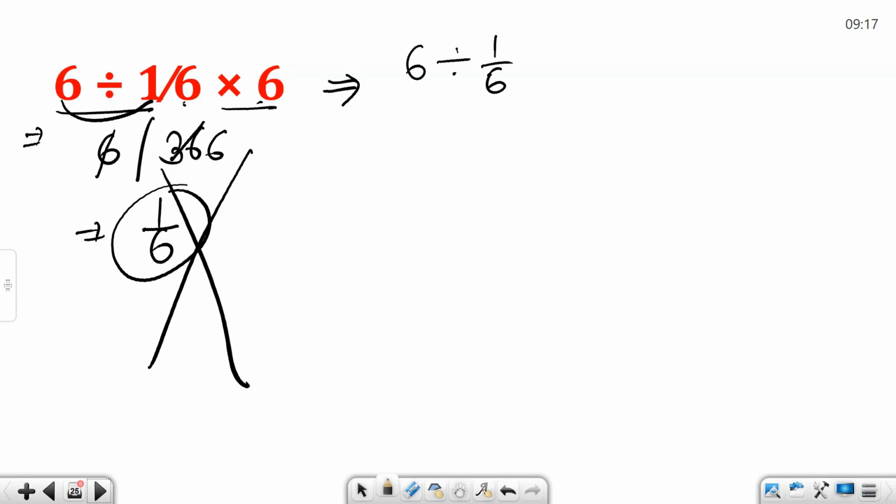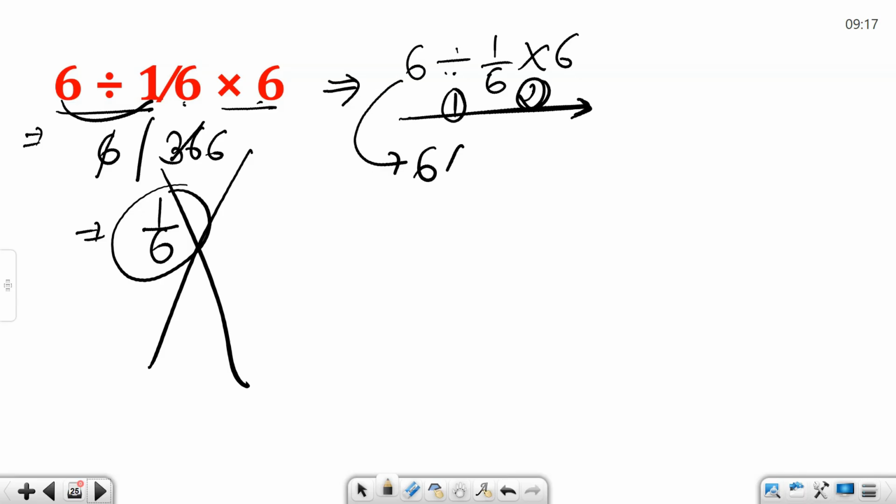6 divided by 1 over 6 times 6. According to the BODMAS rule, when checking from left to right, you solve whatever comes first. So division comes first, and multiplication has the second priority.